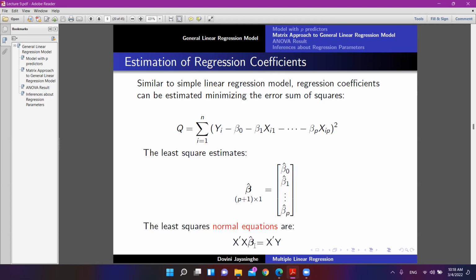You are getting this one, the least squares normal equation. When you want to isolate beta hat, you are taking the inverse from the left side. So it is (X transpose X) inverse X transpose Y. Same thing that we discussed last time. Beta hat is given by (X transpose X) whole thing inverse times X transpose Y.